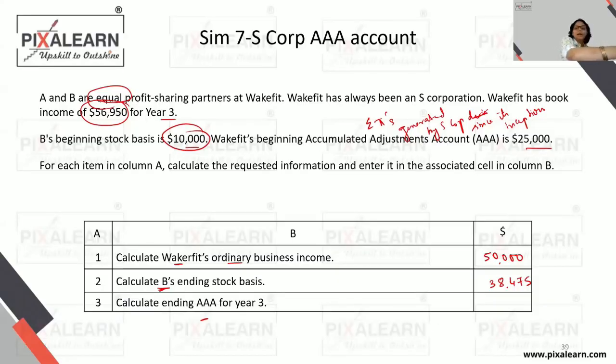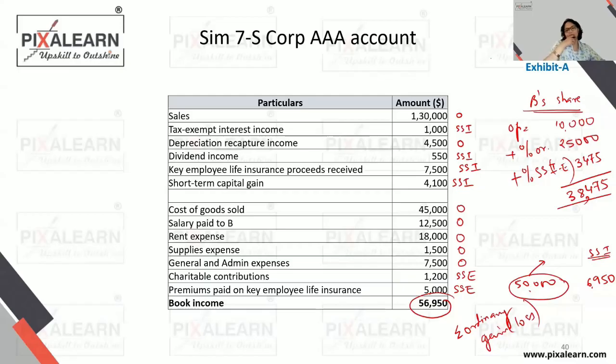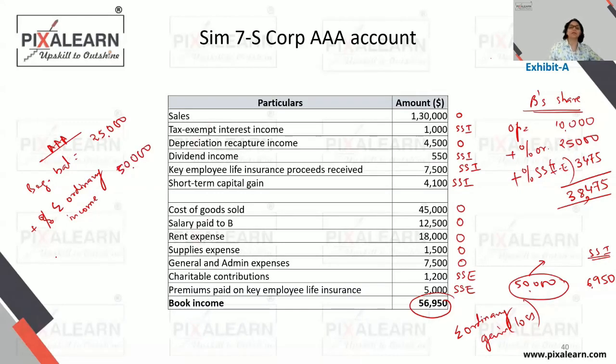Can you guys calculate the AAA account and tell me what will be the figure for AAA? I start with 25,000. Then tell me how will my AAA account reflect? This is only business. So my AAA account had the beginning balance of how much? 25, right? Of $25,000. I'll add the total ordinary income that was generated by the S Corp, which is $50,000. That is what the S Corp generated.